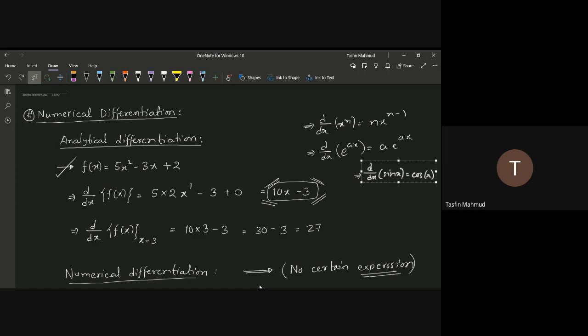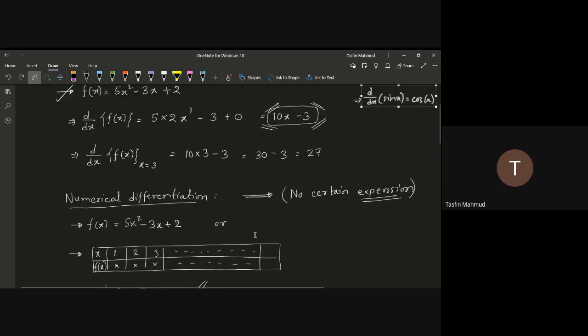ওকে, সো উই উইল গো ফর দ্য আন্ডারলাইং থিওরি, হাউ উই ক্যান সলভ আর হাউ উই ক্যান ডিটারমাইন দ্য ডেরিভেটিভ using numerical approach. Okay, we will go for the theory and then we will go for the code. Okay, let me give a break here.